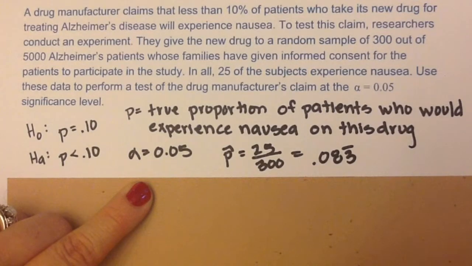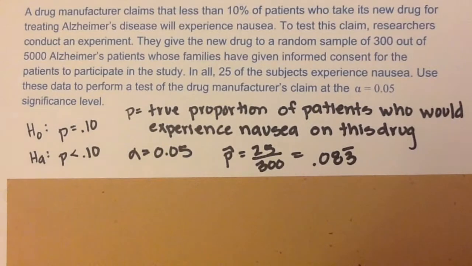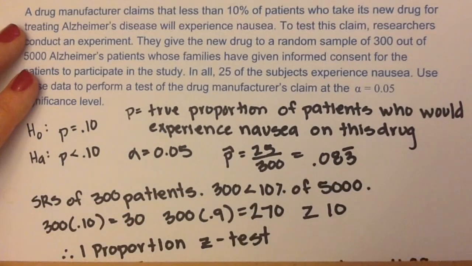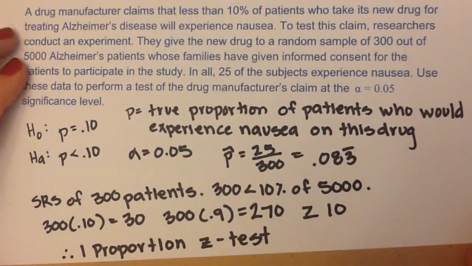Next thing we want to do is check our conditions. They're the same conditions as you had in the last chapter, the same conditions you've been seeing over and over again. We have our SRS, our independence, and our large counts. So we know that an SRS of 300 patients was taken. We know 300 is less than 10% of the 5,000. We also know that the n times p's are all greater than or equal to 10. So we're going to use a 1 proportion z-test.